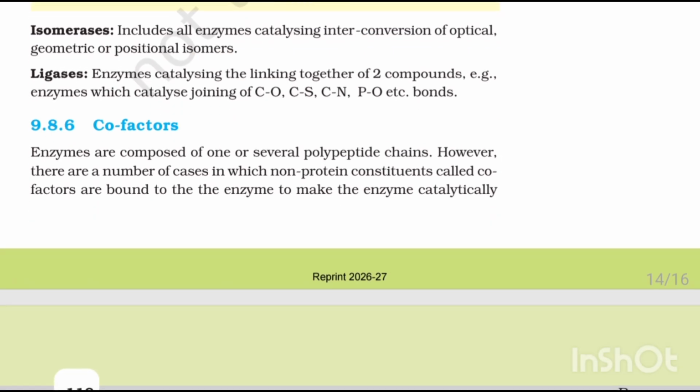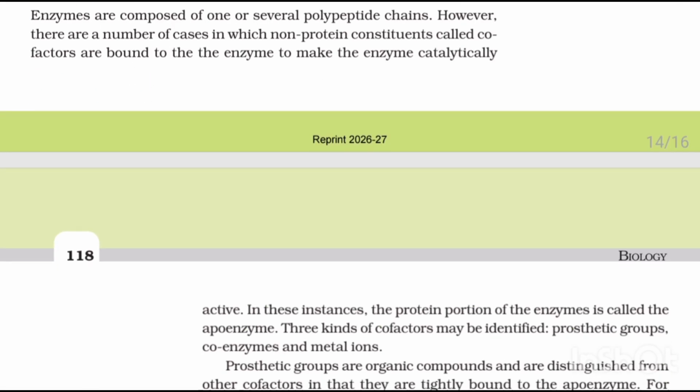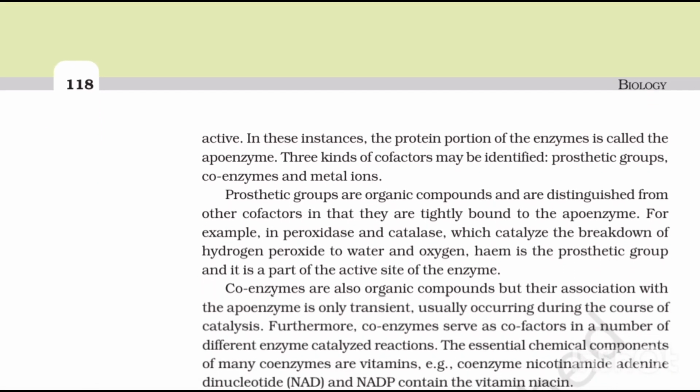Cofactors. Enzymes are composed of one or several polypeptide chains. However, there are a number of cases in which non-protein constituents called cofactors are bound to the enzyme to make the enzyme catalytically active. In these instances, the protein portion of the enzyme is called the apoenzyme. Three kinds of cofactors may be identified: prosthetic groups, coenzymes, and metal ions.